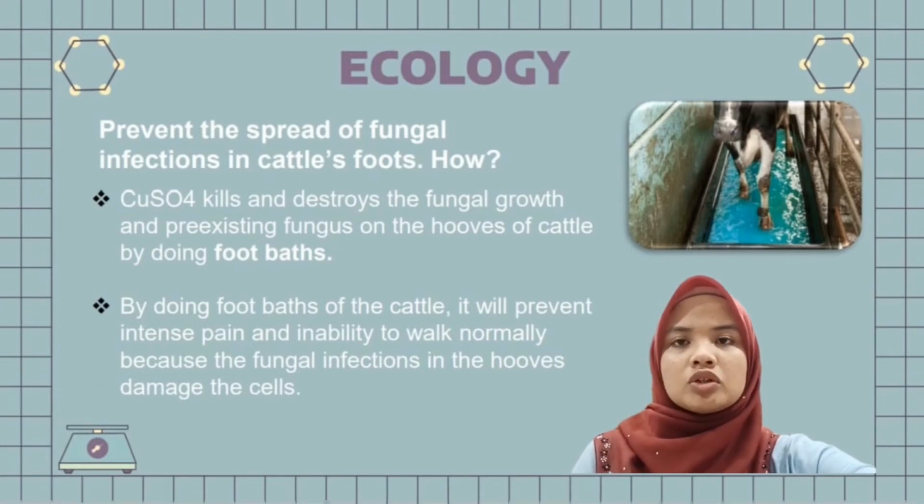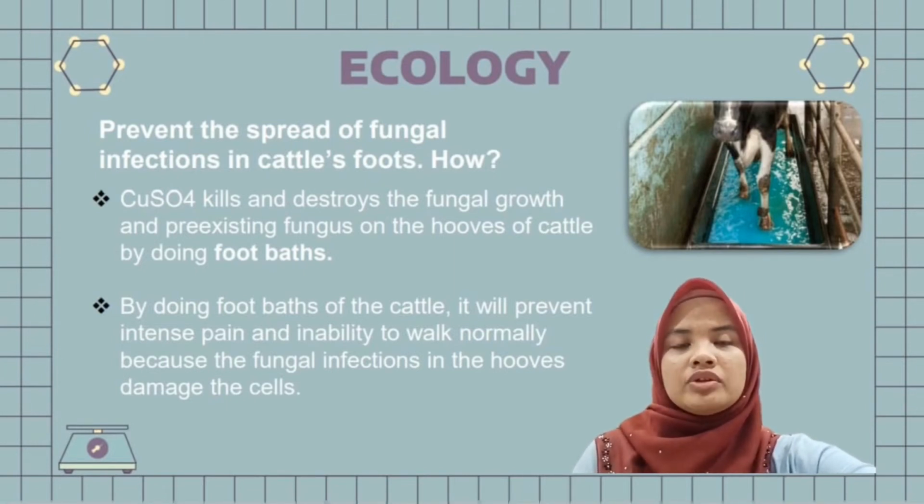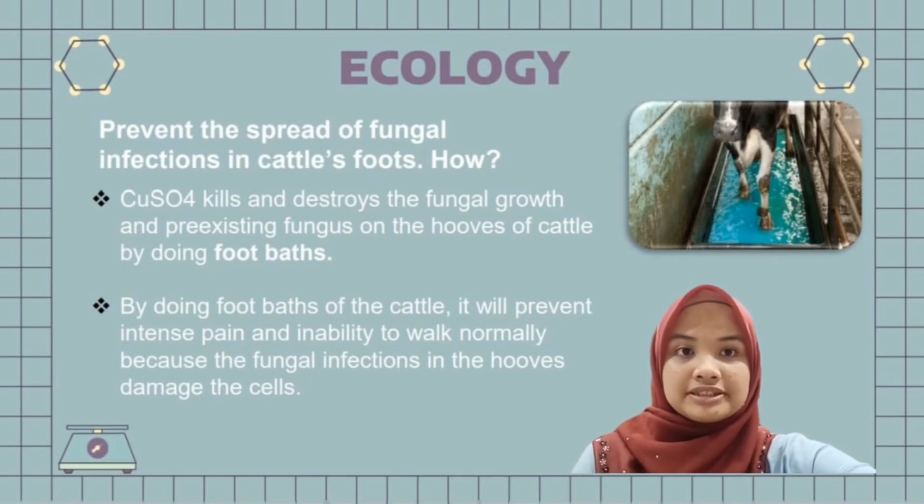How is it done? Copper sulfate will kill and destroy the fungal growths and pre-existing fungus on the hooves of the cattle by doing foot baths. By doing foot baths to the cattle, it will not only prevent intense pain, but it will also fix the inability of the cattle to walk normally due to the fungal infection in the hoof that damages the cells.